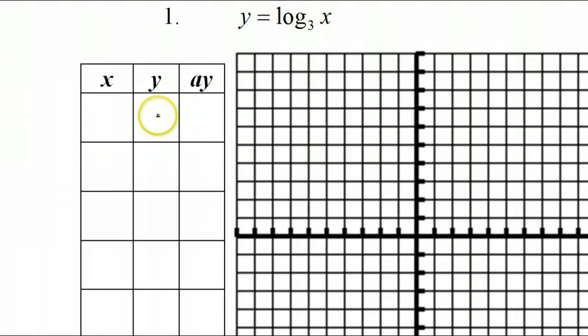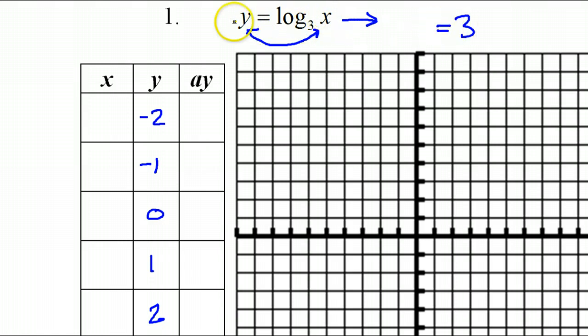So remember, when we graph logs, we start with the y values. So we use -2, -1, 0, 1, and 2. Now to get the x values, it would be useful to rewrite this in exponent form. So starting with the base, so there's my 3. Now this x and y will change sides of the equation. So this x is going to come over here and be x equals, and the y is going to become the exponent. So we have x equals 3 to the y power, and I'm going to use that over here.